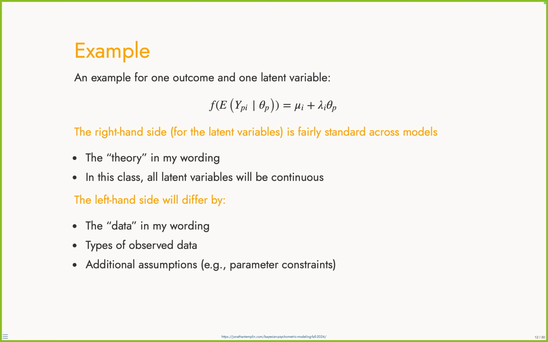Again, this is very general, but we're just going to keep going here. All right, let's start with an example. An example for one outcome and one latent variable may look like this. On the right-hand side, this is theory, right? So here is our continuous variable. This might represent someone's belief in conspiracies, right?